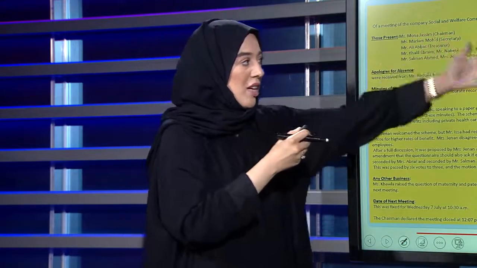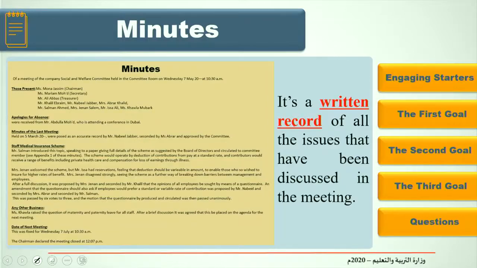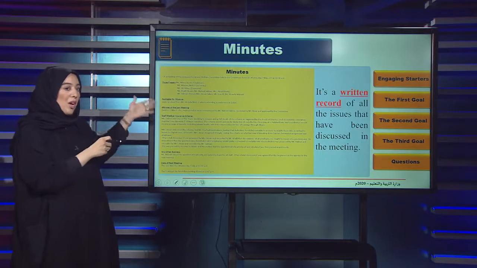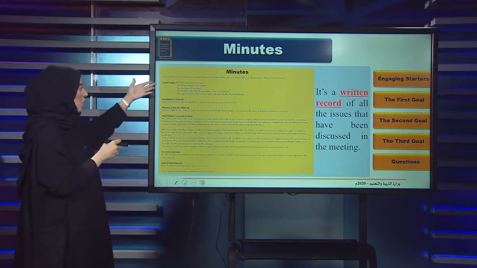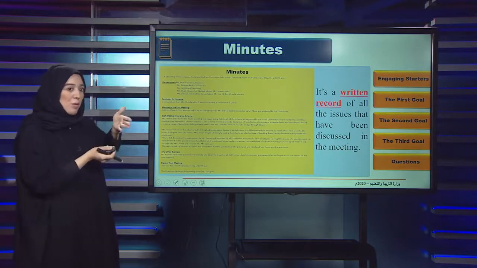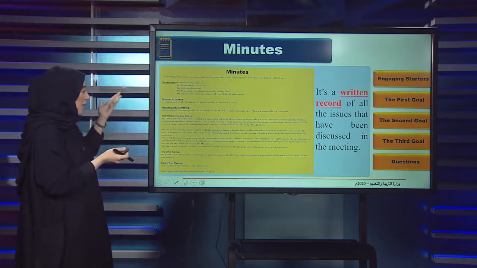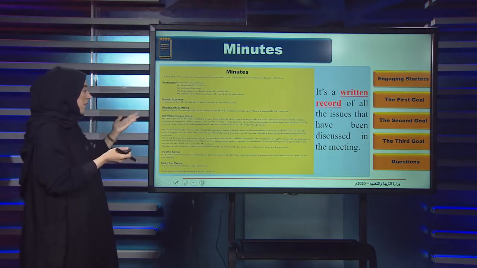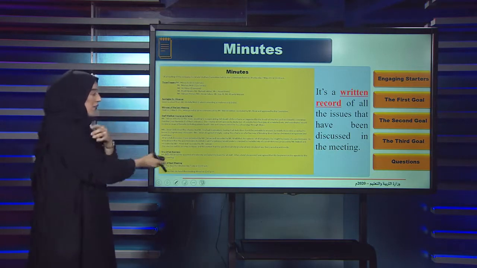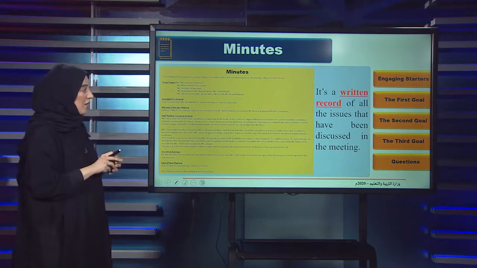You just have to understand or know only the meaning. This is just for you to know how the minutes are written. So here will be the members present, members who were absent, and minutes of the last meeting, and here the topics that they have discussed in the previous meeting.